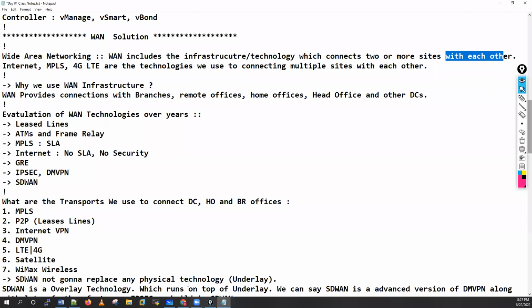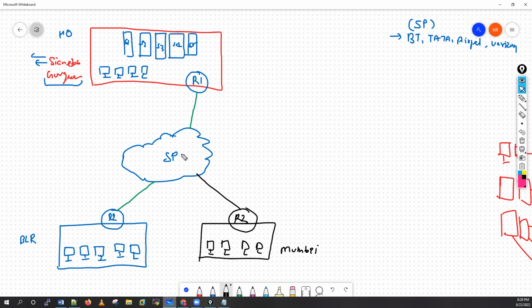Now, what are the technologies we are using here for connecting these particular sites? Here we can use multiple technologies. First one is your internet. We can go with the internet connections. Second, we can go with the MPLS links, the MPLS connections. We can go with the point-to-point link, which is your leased line.